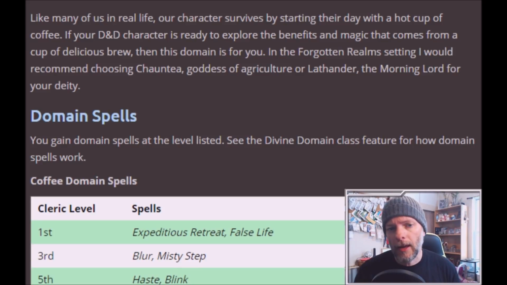And the second being Lathander, who is the Morning Lord, and in the morning we like to start our day with a fresh cup of coffee. Also, Lathander is, I believe, one of the gods of creativity, which usually is enhanced by drinking coffee in the morning. So those are 2 of the deities that I was thinking.